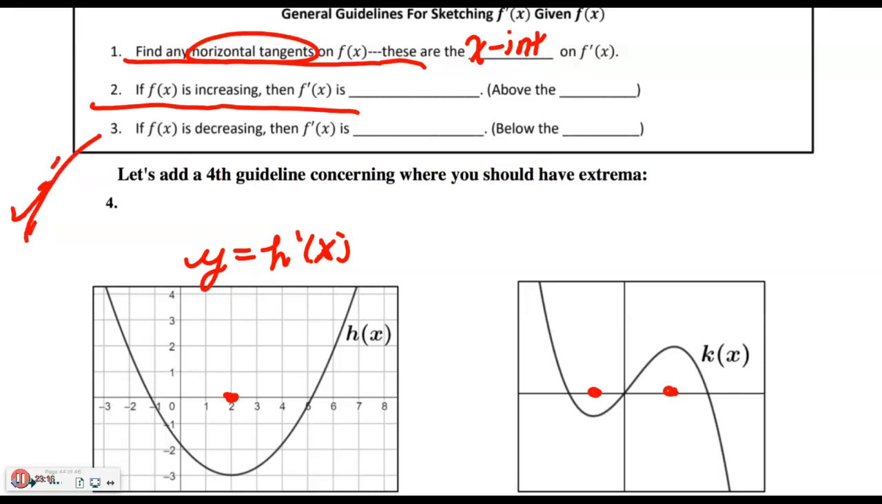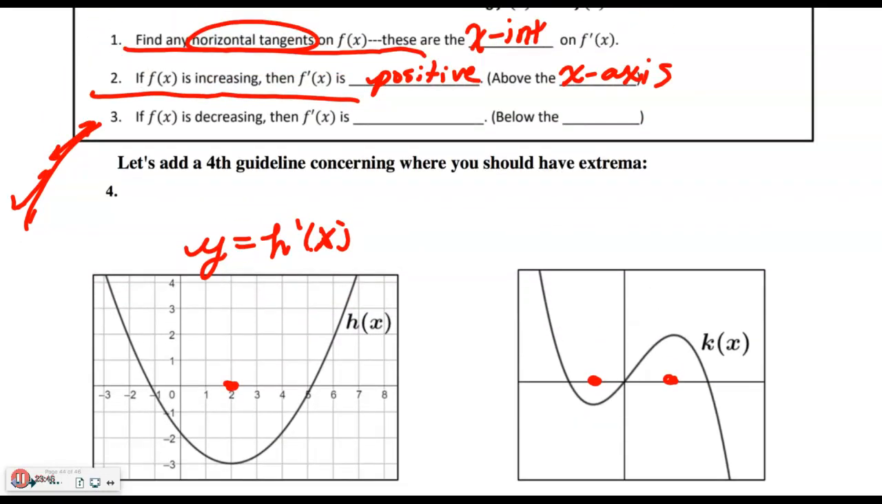Next, if a function is increasing, although we don't know what its slope is numerically, it's always something, right? If a function's increasing, what's your slope? If it goes uphill, your slope is positive. Yep, f prime is positive. So if you're graphing y equals f prime, it means you're going to be above the x-axis. This is going to tell you how to approach those zeros. Do I approach them from above or below?